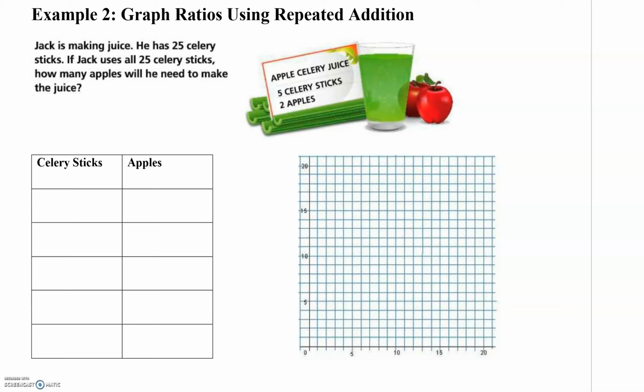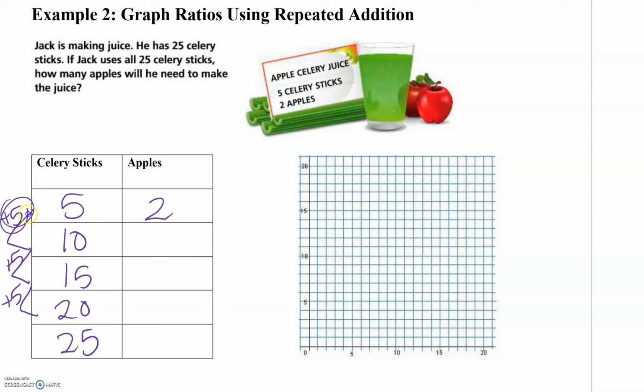He has 25 celery sticks. If Jack uses 25 celery sticks, how many apples will he need to make the juice? All right, so here is his ratio, we have 5, 2. Again, like our double number line, we can increase each side. So we increase this side by 5 each time, increasing all the way using our table to get to 25. And if this side is increasing by 5, this side has to increase by 2 over here.